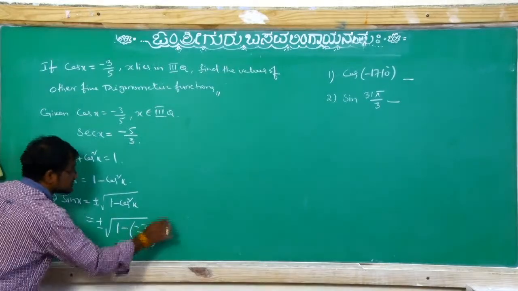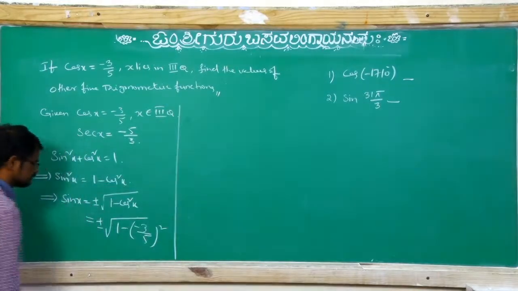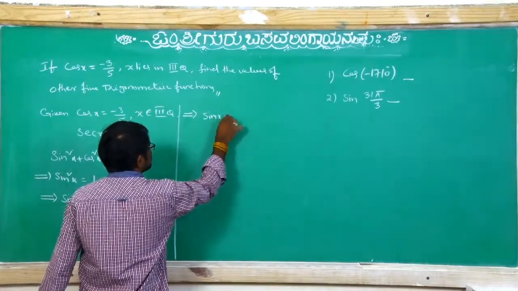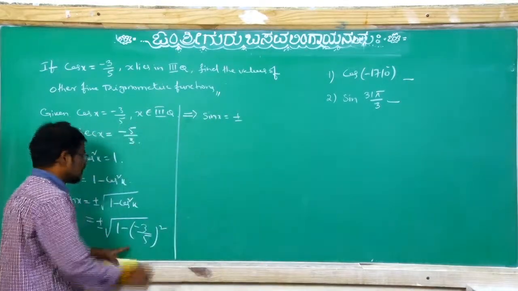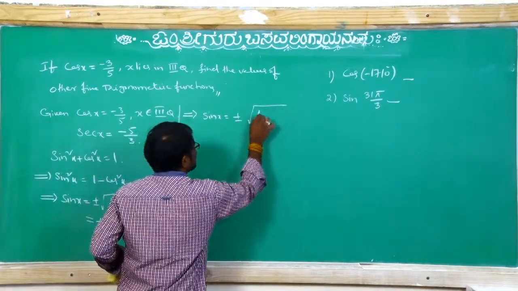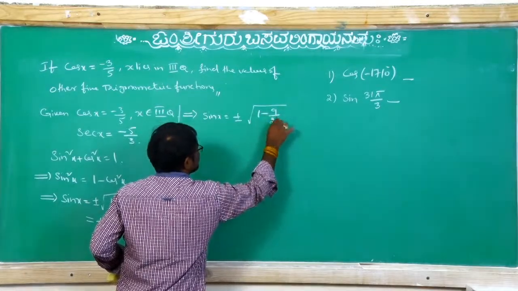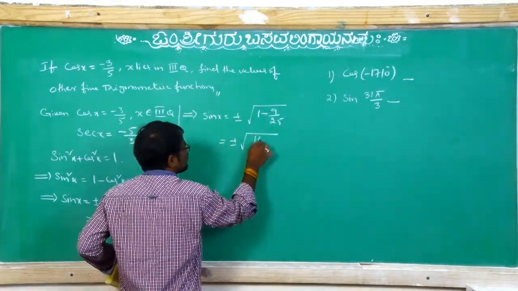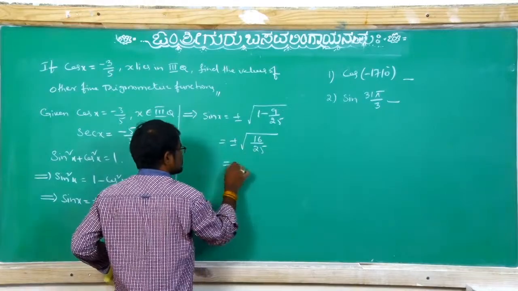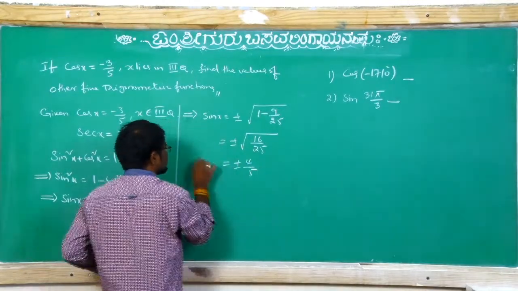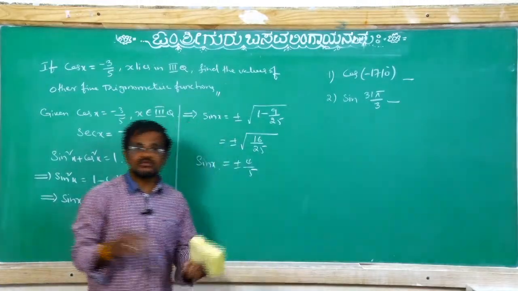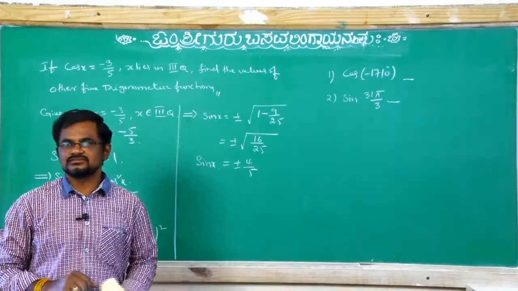Simplify, whole square is there. That implies sin x equals plus or minus root of 1 minus 9 by 25, that is equal to plus or minus root of 16 by 25, that is equal to plus or minus 4 by 5. Sin x. Day before yesterday, after that what we have to do, you don't know. Now we take that one.